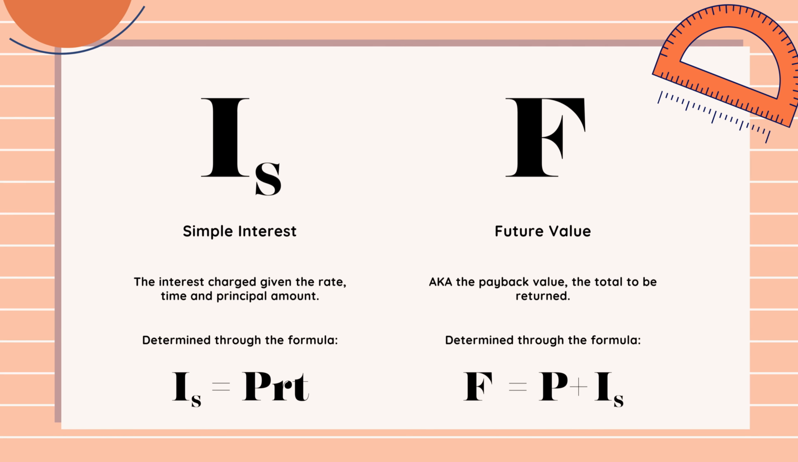In most cases, when it comes to simple interest, the values we would want to determine are the simple interest and the future value, or the payback value, which is the total amount we'd have to return combined with our principal amount.